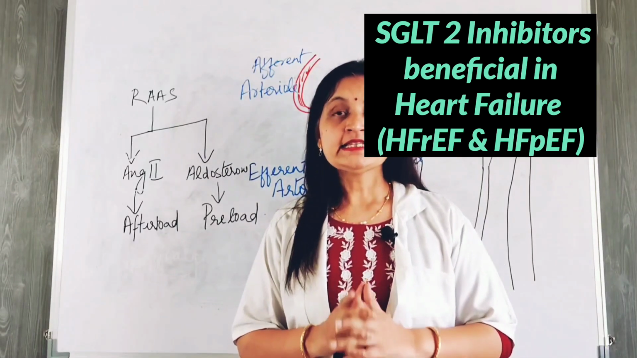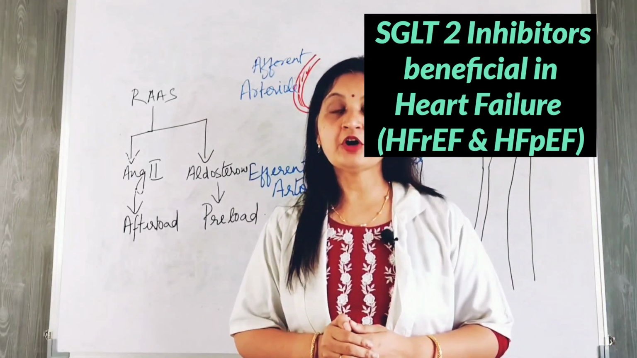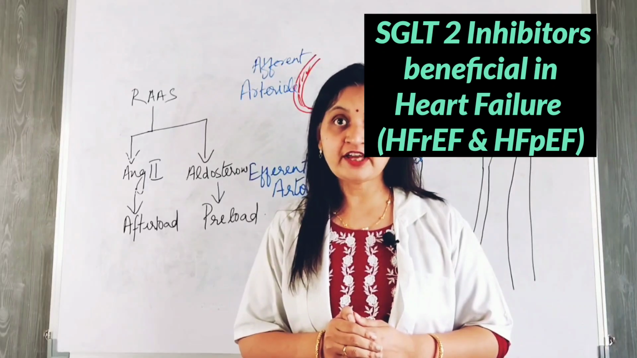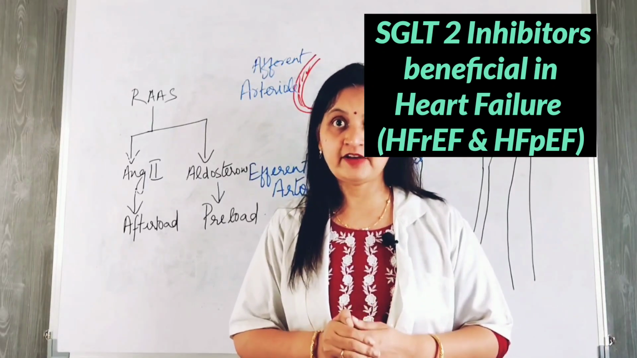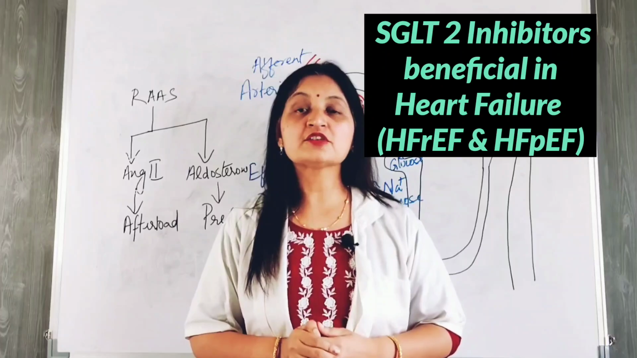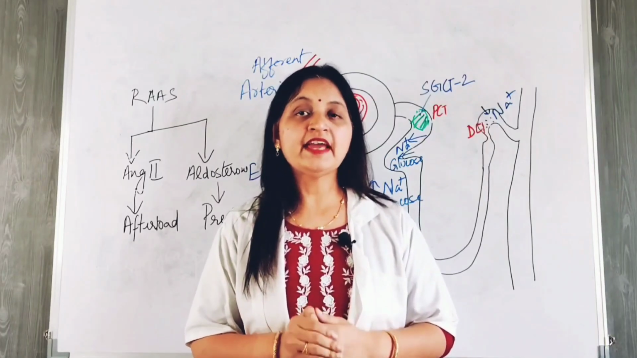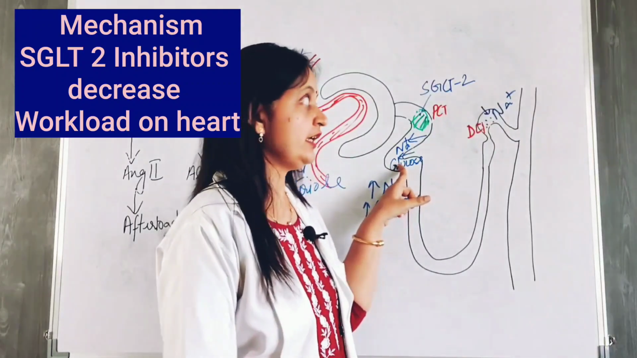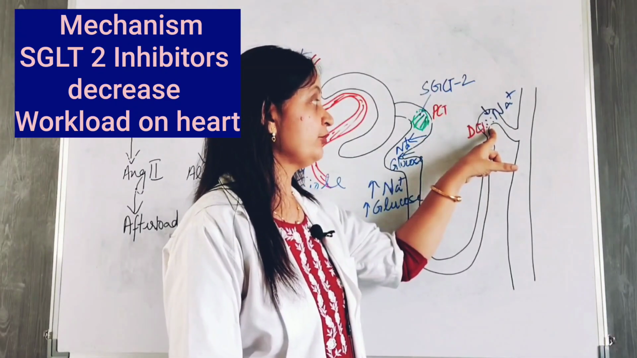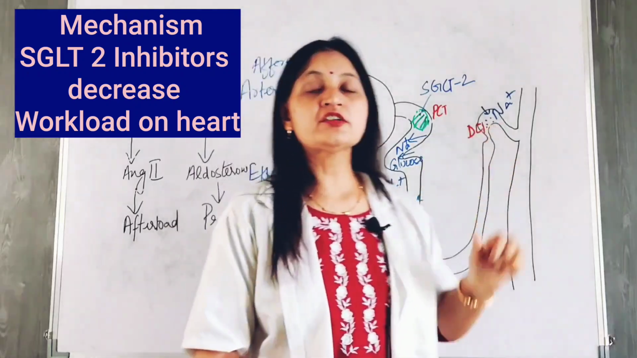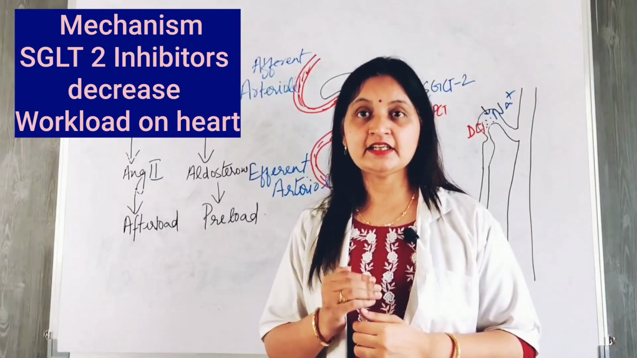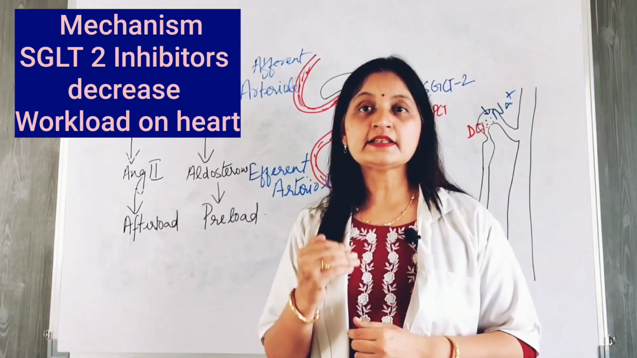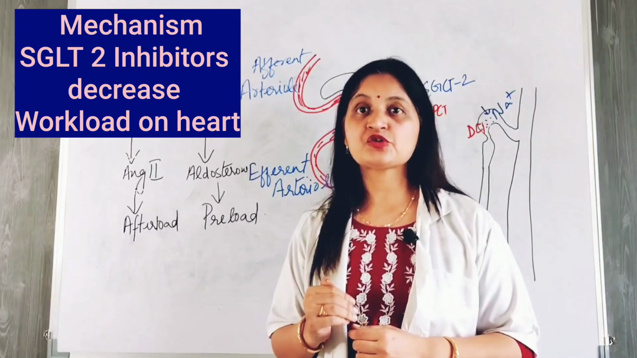Secondly, these drugs have been found beneficial in patients with heart failure, both heart failure with reduced ejection fraction and heart failure with preserved ejection fraction. So let's see how these drugs are useful in heart failure. As we have learned, SGLT-2 inhibitors cause excretion of sodium and glucose in urine, and because of increased delivery of sodium to the distal convoluted tubule, the juxtaglomerular apparatus receives the signals from the macula densa cells and reduces the renin release and results in inhibition of the renin-angiotensin aldosterone system.